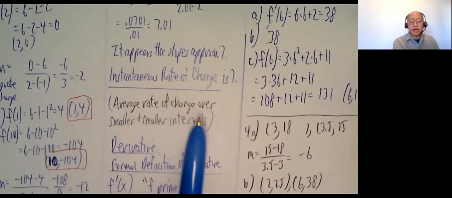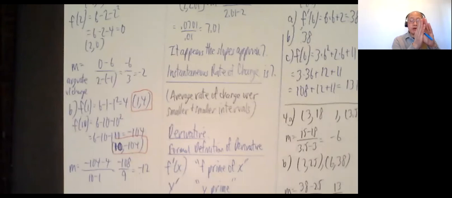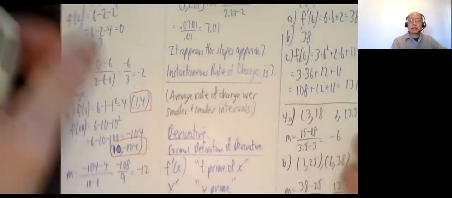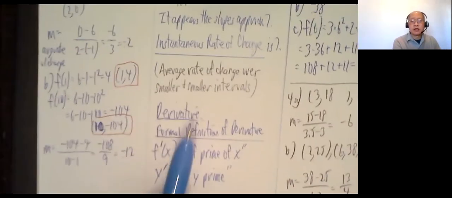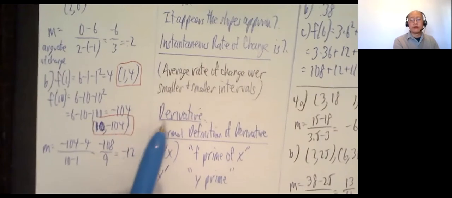Okay, the average rate of change over smaller and smaller intervals. So I take the interval to be really, really small. We approach something called the instantaneous rate of change, or the derivative.